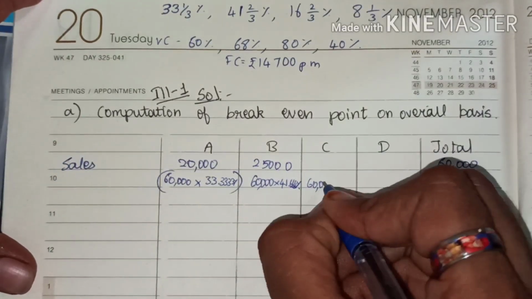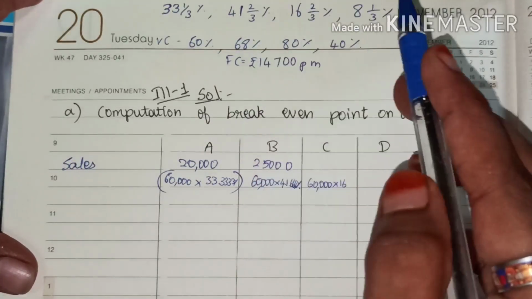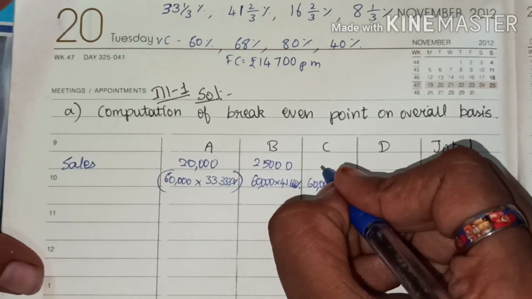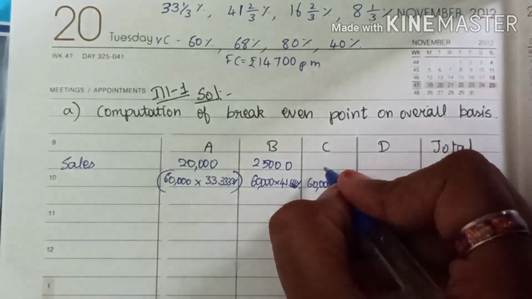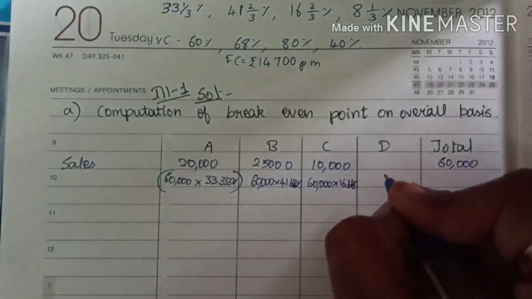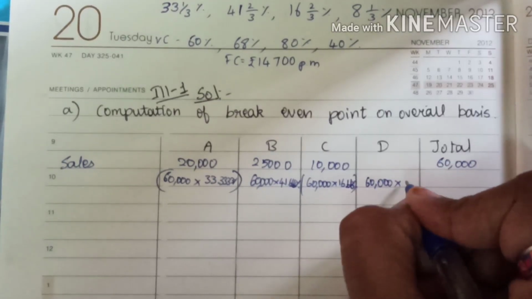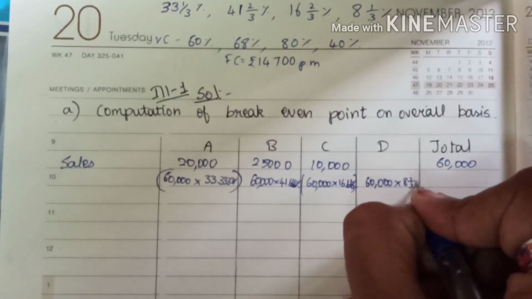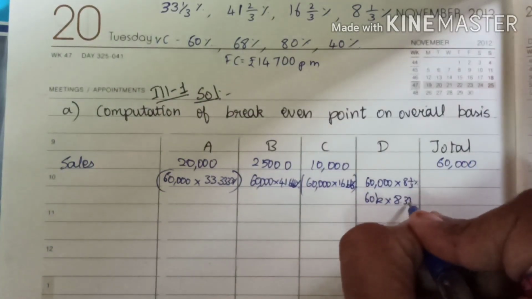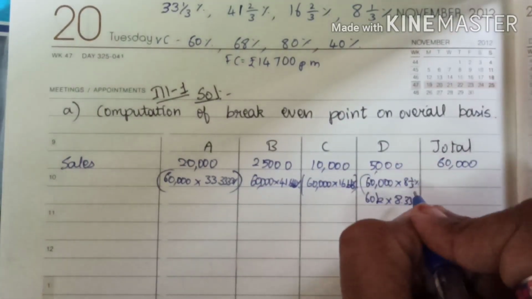For C, that is 60,000 into 16, the same 2 by 3 is 0.66, you just add here 66 percentage, and you will get 10,000. And same here for D, into 8 1 by 3 percentage, that is 60,000 into 8.333%, you will get 5,000, and that's it.